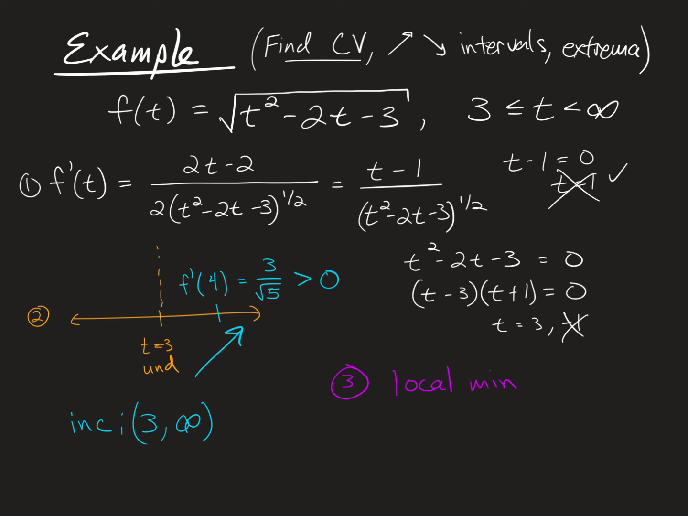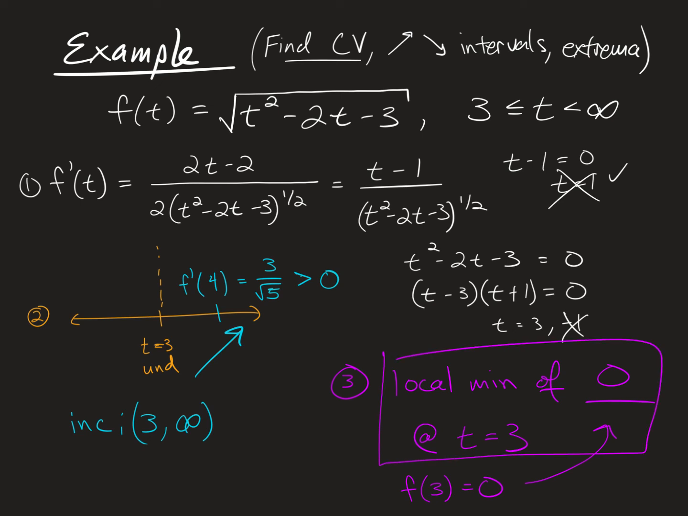I don't know what the y value is yet of something at t equaling 3. But we can figure out what that is if we just find f of 3. And when you do that, it ends up being 0. So there's a local min of 0 at t equals 3.